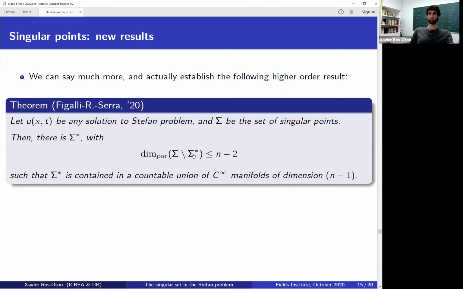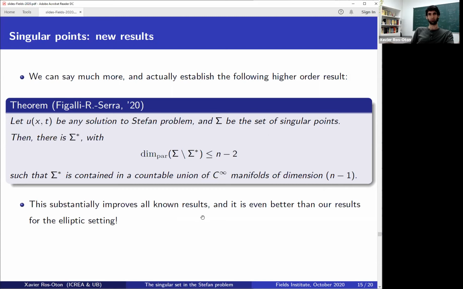And the complement, Sigma minus Sigma star, is very small. It has codimension 1 inside the free boundary. So Sigma minus Sigma star has parabolic Hausdorff dimension at most n-2, plus Sigma star is extremely nice. It's C-infinity, basically. This is very rare, I would say, in theorems. I don't know of basically any theorem for a singular set in a problem like this, like a free boundary or minimal surfaces, that says the singular set is C-infinity, up to a smaller piece. Okay, and this is basically what the result is saying. This substantially improves all known results, and it's even better than our results for the elliptic setting.